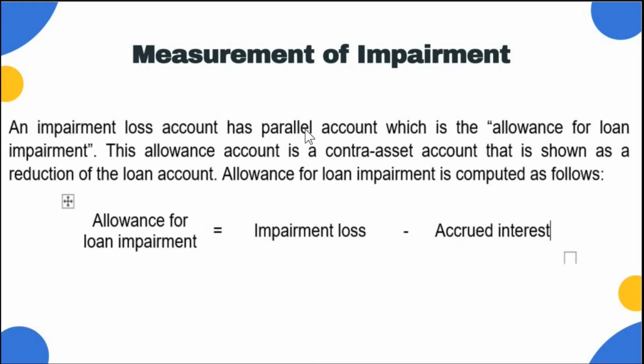An impairment loss account has a parallel account, which is the allowance for loan impairment. This allowance account is a contra asset that is shown as a deduction to the loan account. The allowance for loan impairment is computed as follows: that's impairment loss minus your accrued interest. That's your allowance for impairment.